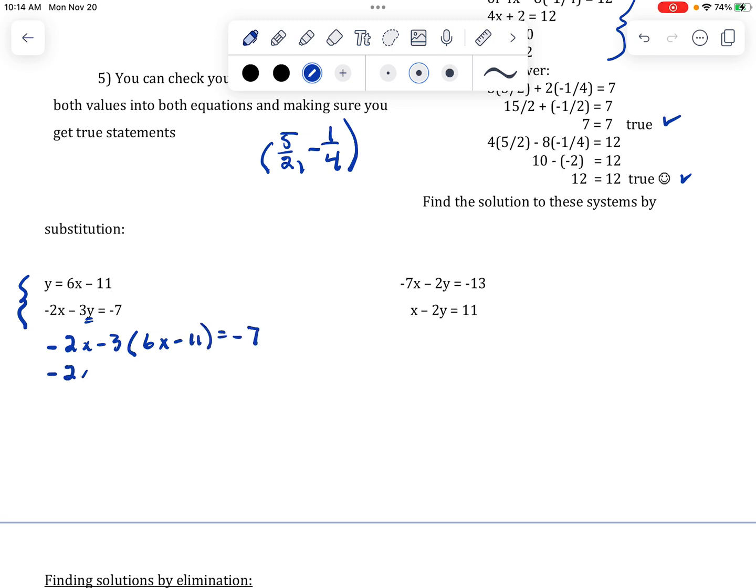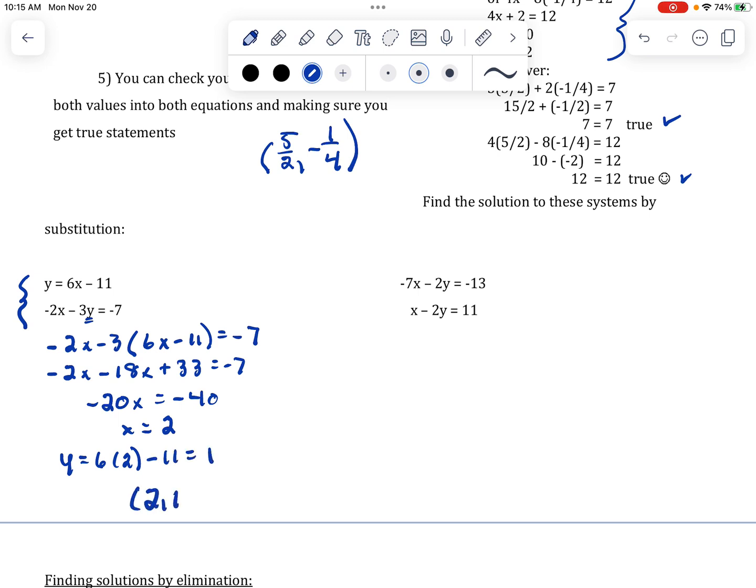So I have -2x minus 18x plus 33 equals -7. I have -20x. On the other side, I have -40. My x is going to be 2. And if my x is 2, my y is 6 times 2 minus 11, or 1. My solution is (2, 1).